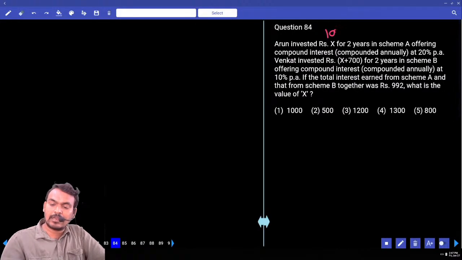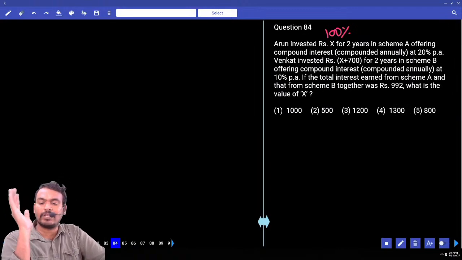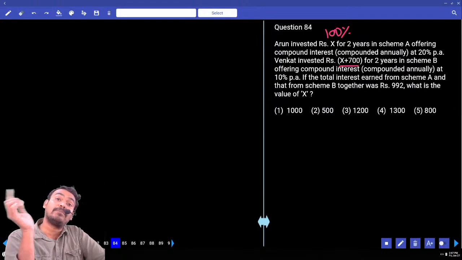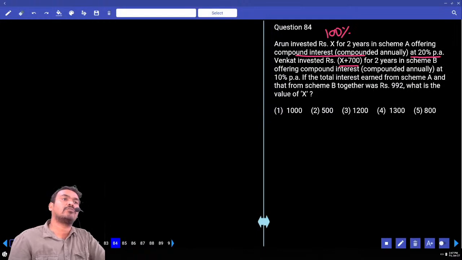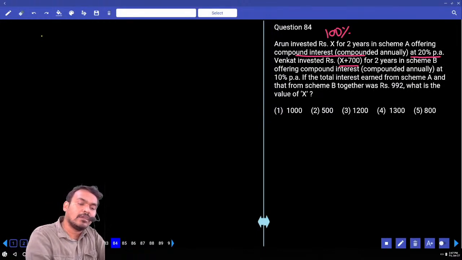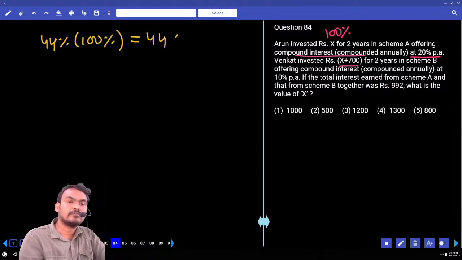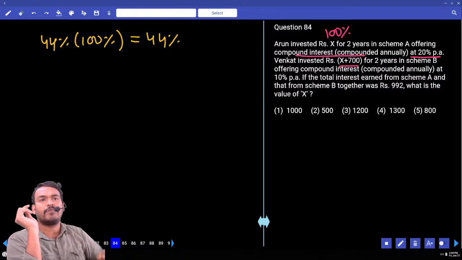Suppose we consider X as 100%. The first investment is X, 100%, and the second investment is 100% plus 700. What is the rate of interest in the first one? 20%. For how many years? 2 years. Compound or simple? Compound. 20% for 2 years compound interest is 44%. So it is 44% of the principal, 44% of 100%, which is 44%.